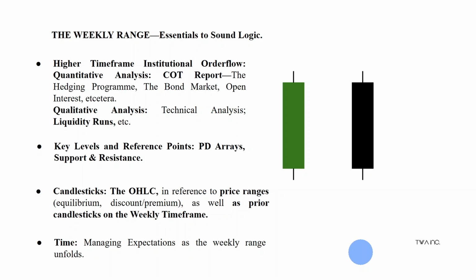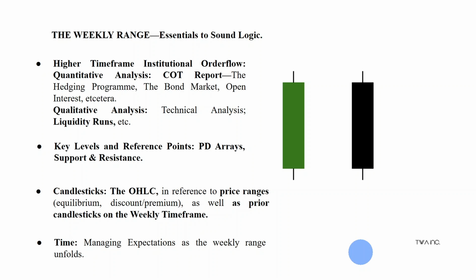Recall when we started, we were talking about the architecture of the weekly range. We're talking about the open, high, low and close. Okay, now how does all of this influence the weekly range? We already made mention of the high time frame order flow. We talked about key levels and reference points, and we talked about candlesticks.